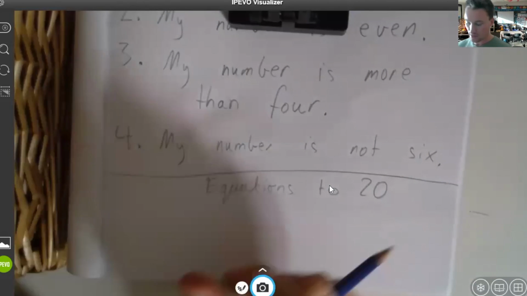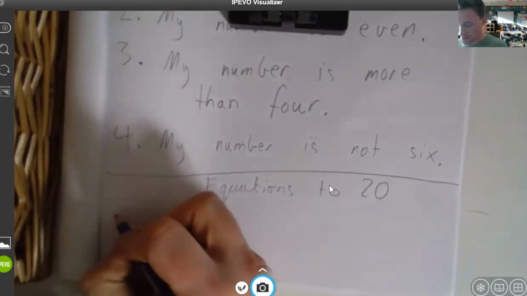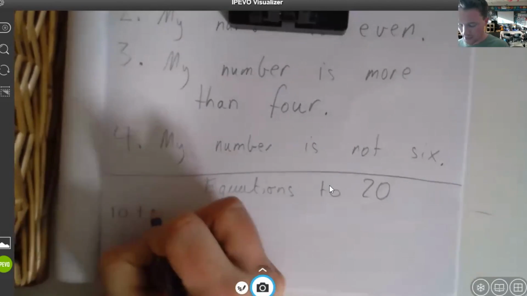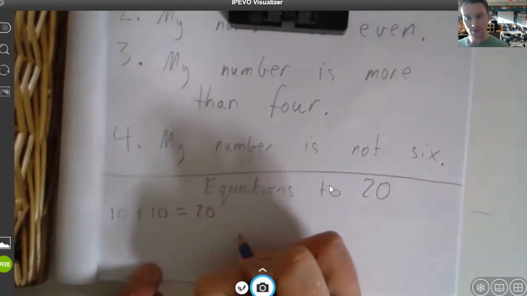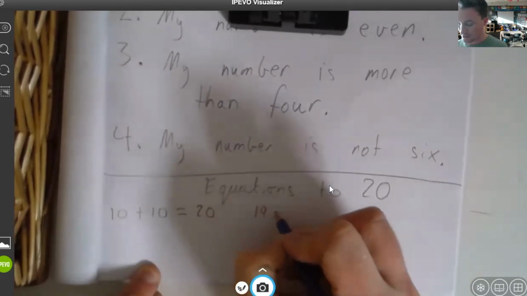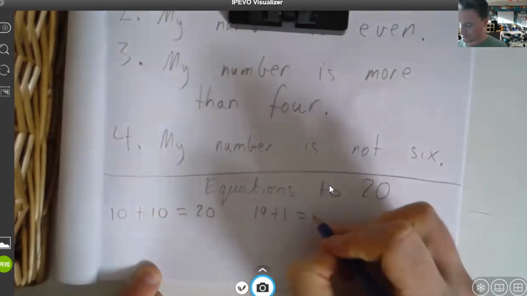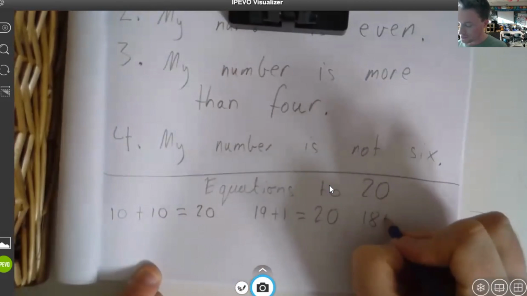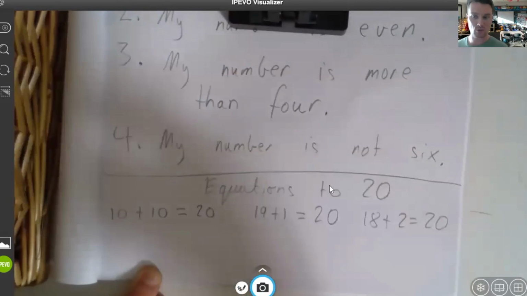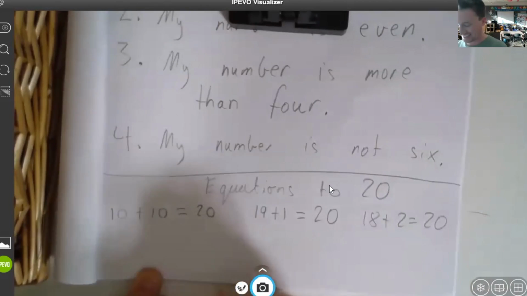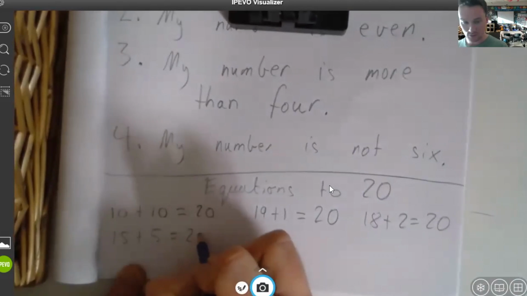So what that means is you have to write a different equation, but the answer has to be 20. So let's say, for example, and you write as many as you can. So let's say, for example, 10 plus 10. Well, that equals 20. You could say 19 plus 1, 19, 20. You could say 18 plus 2. That would equal 20 as well, not 22. Then you could say 15 plus 5. Well, that would equal 20.